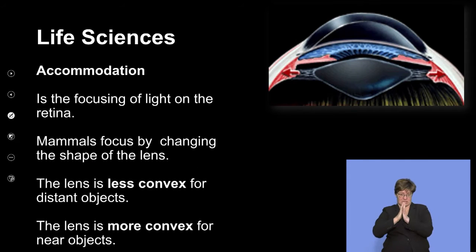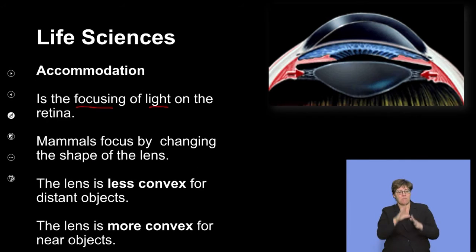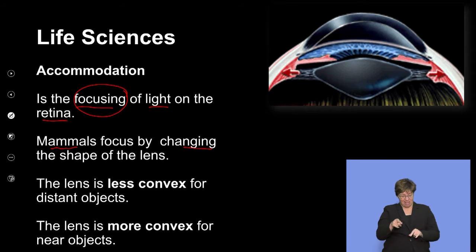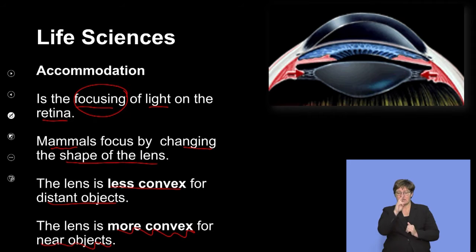Right, now what is accommodation? It's the focusing of light on the retina. And that focusing is all to do with the lens, right? Now mammals, that's now us, focus by changing the shape of the lens, right? The lens is less convex for distant objects and more convex for near objects. And if you look at this picture here, you can see how this lens is flatter, then rounder, flatter, then rounder. And this happens all the time while you're looking around. You don't even realize that this is happening.